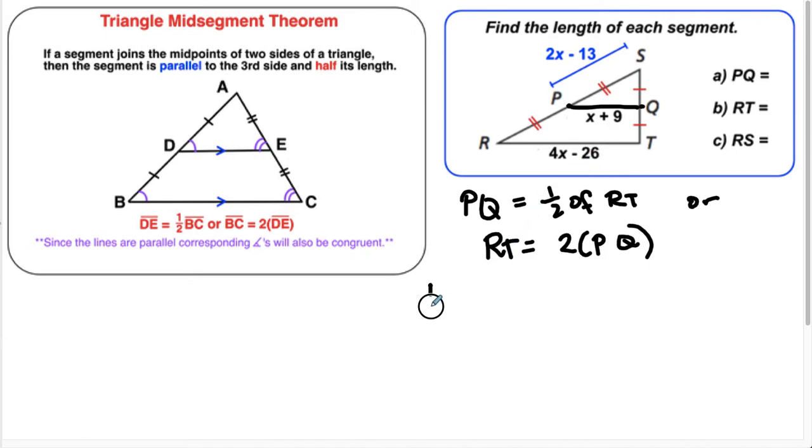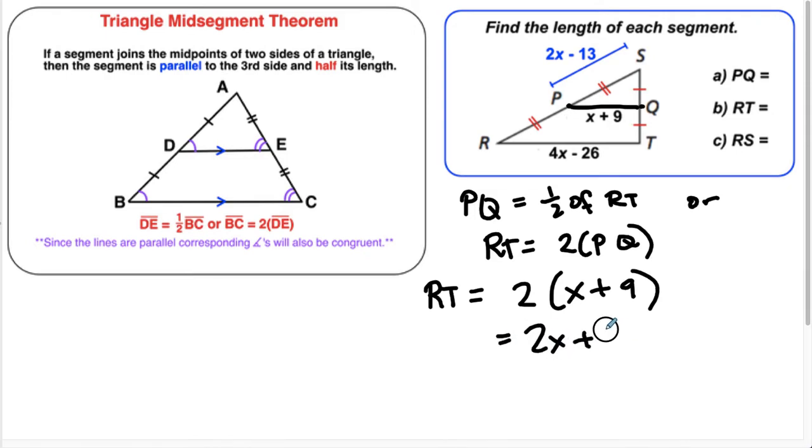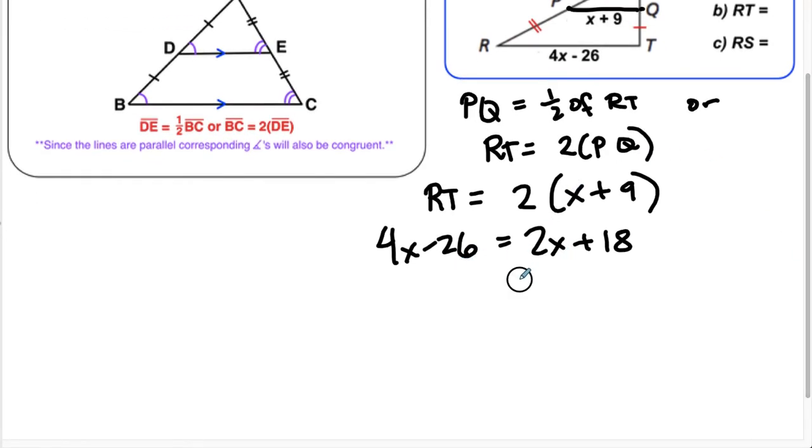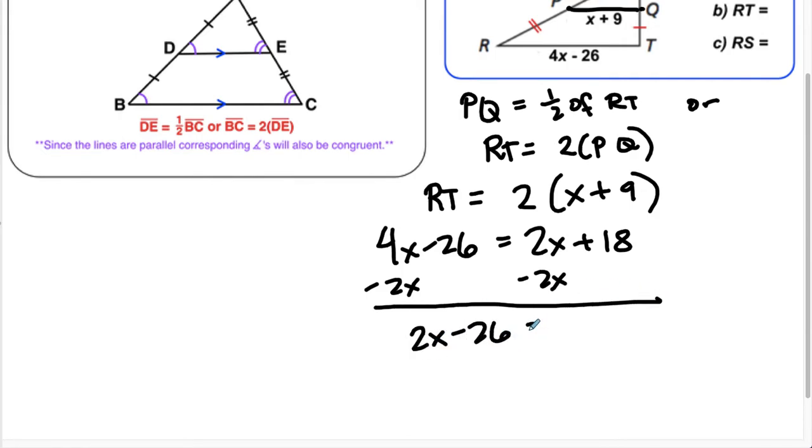So I also want to show you that either way works, right? So RT is twice of whatever PQ is. So twice of PQ is equal to 2x plus 18, and RT is labeled as 4x minus 26. Now we know how to solve this by subtracting 2x from both sides, and we have 2x minus 26 equals 18. Now I'm going to add 26 to both sides.